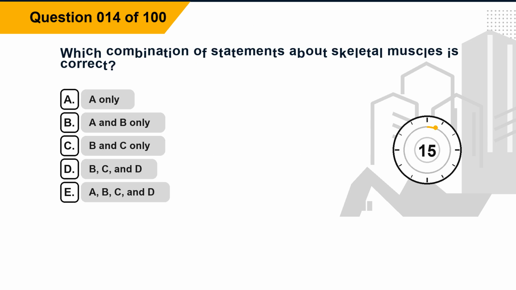Question 14. Which combination of statements about skeletal muscles is correct? Option A only. Option B, A and B only. Option C, B and C only. Option D, B, C, and D. Option E, A, B, C, and D.